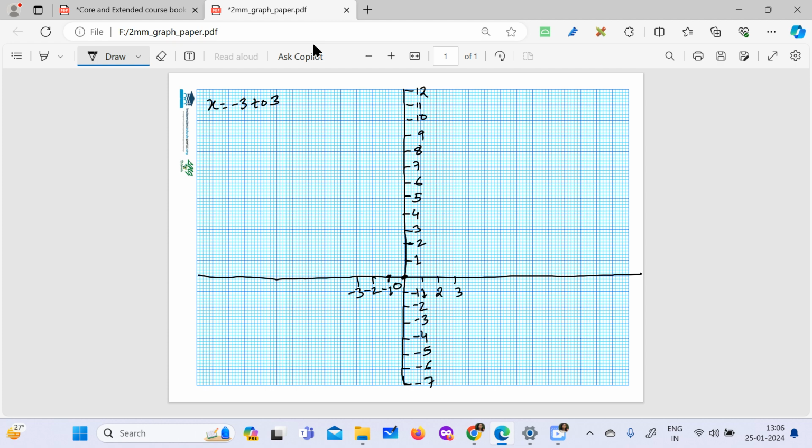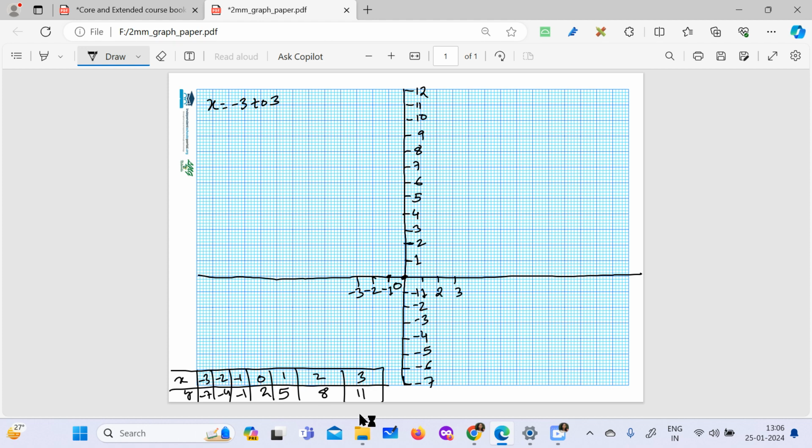Okay, so we got all the values of y on this. Now we will plot it. Let me write all the values here first so that we are not confused and we know x and y. Minus 3, minus 2, minus 1, 0, 1, 2, and 3. So minus 3 gives minus 7, minus 2 gives minus 4, minus 1 gives minus 1, 0 gives 2, 1 gives 5, 2 gives 8, and 3 gives 11.